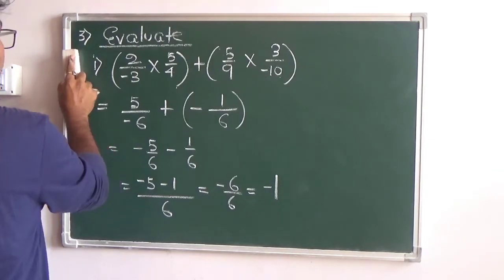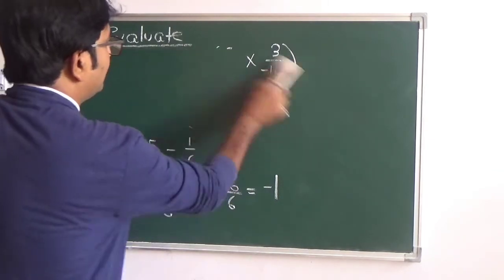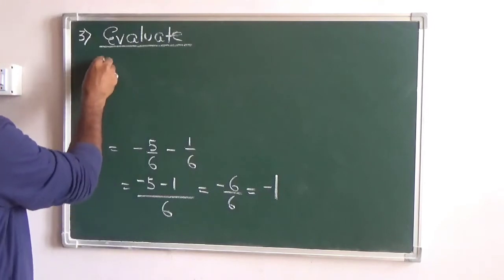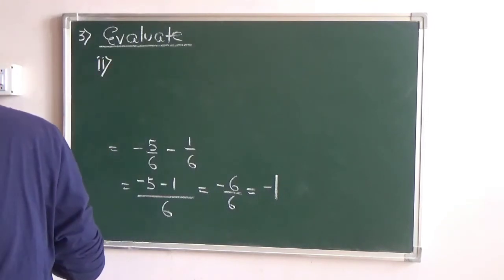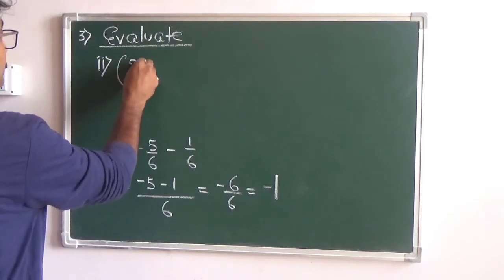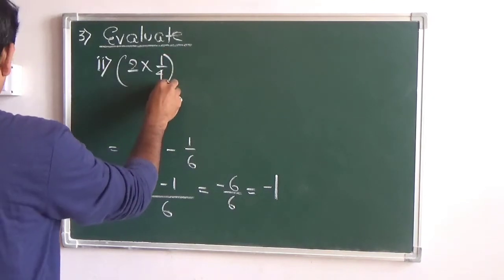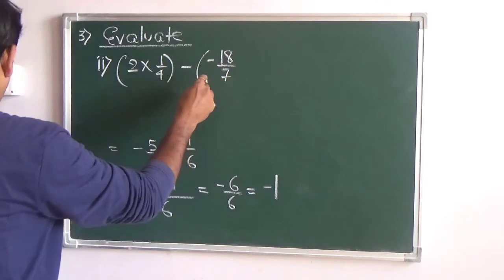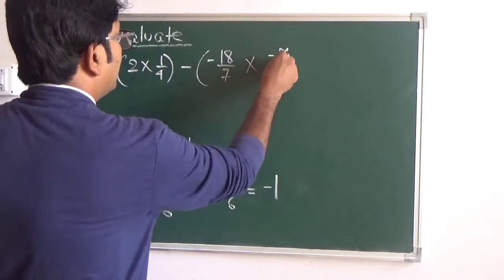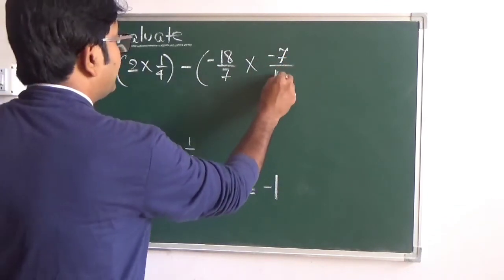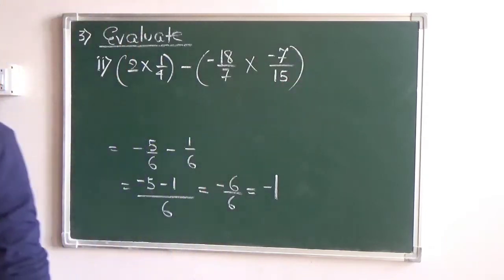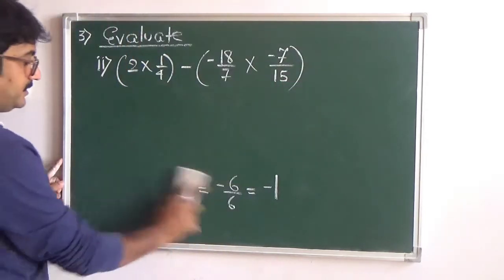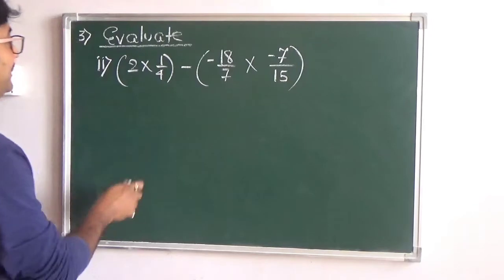Number 2 of this, we have 2 into 1 by 4 minus 18 by 7 into minus 7 by 15. So again we will operate inside the brackets and then finally we will subtract.